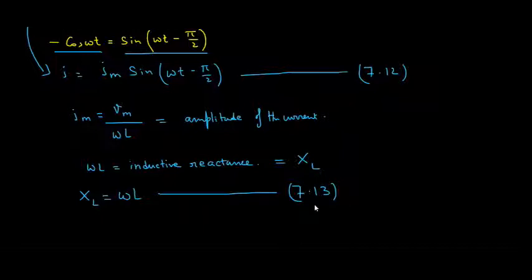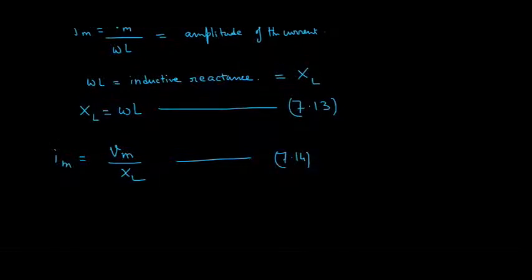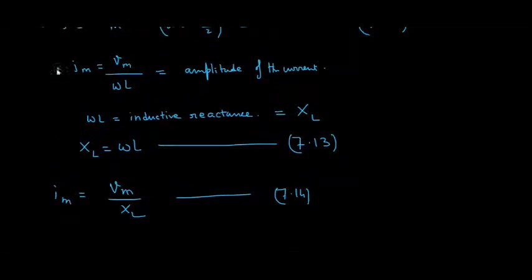Amplitude of the current Im is then Vm by XL, which is written as 7.14 in your book. From where do we get this? From here we get this: Im instead of Vm, and instead of omega L we have written XL.